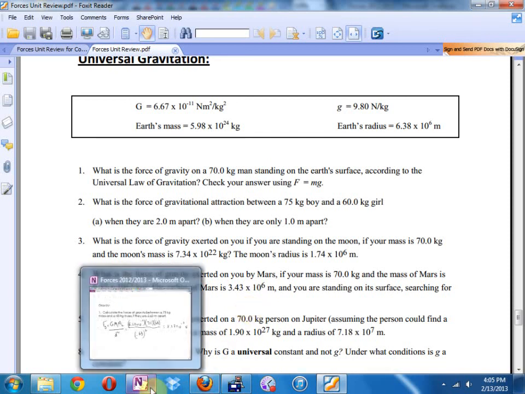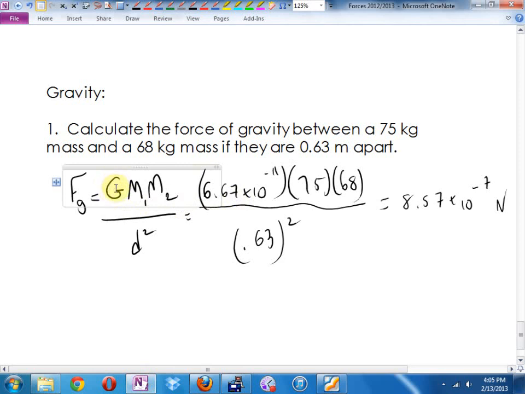So, you ready? Big G is 6.67 times 10 to the negative 11. Mass of Mars. Mass of the person standing on Mars. Distance from the center of the planet, which we would call the radius. I'm telling you, it's the same question. It's bigger numbers, but it's the same question, the same skill. Okay?